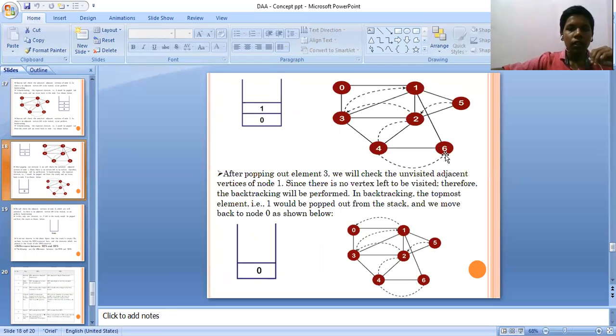From 6 to 4 and 4 to 2, and from 2 the unvisited node is 5, and again it backtracks, and from 2 the unvisited node is 3, and from 3 the unvisited node is 1. So after popping out the element 3, we will check the unvisited adjacent vertices of node 1. Since there is no vertex left to be visited, the backtracking will be performed. The topmost element, that is 1, is popped out from the stack, and we move back to node 0 as shown below.